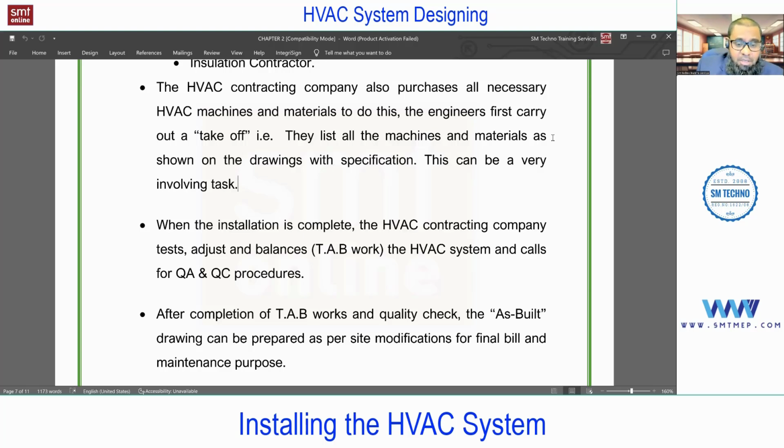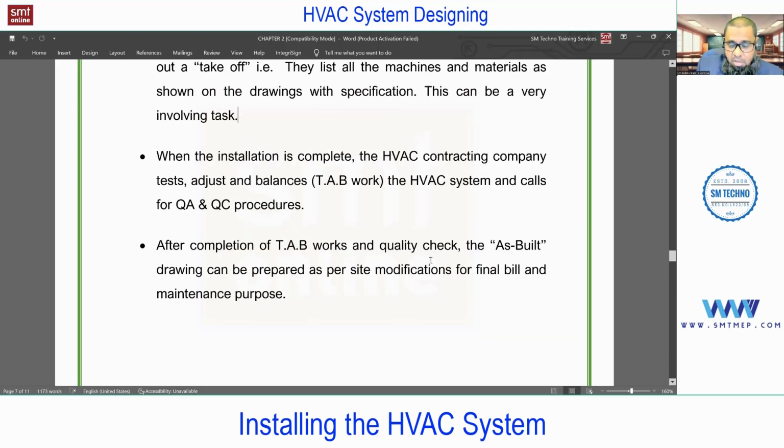So now you see, after completing the TAB work, the quality check, this QA and QC, is also required. Again, this QA and QC will be taken care of by the contracting company, or else the main consultant or the client may appoint a third party for this QA and QC for additional verification in a big project, or else this will be taken care of by the contracting company.